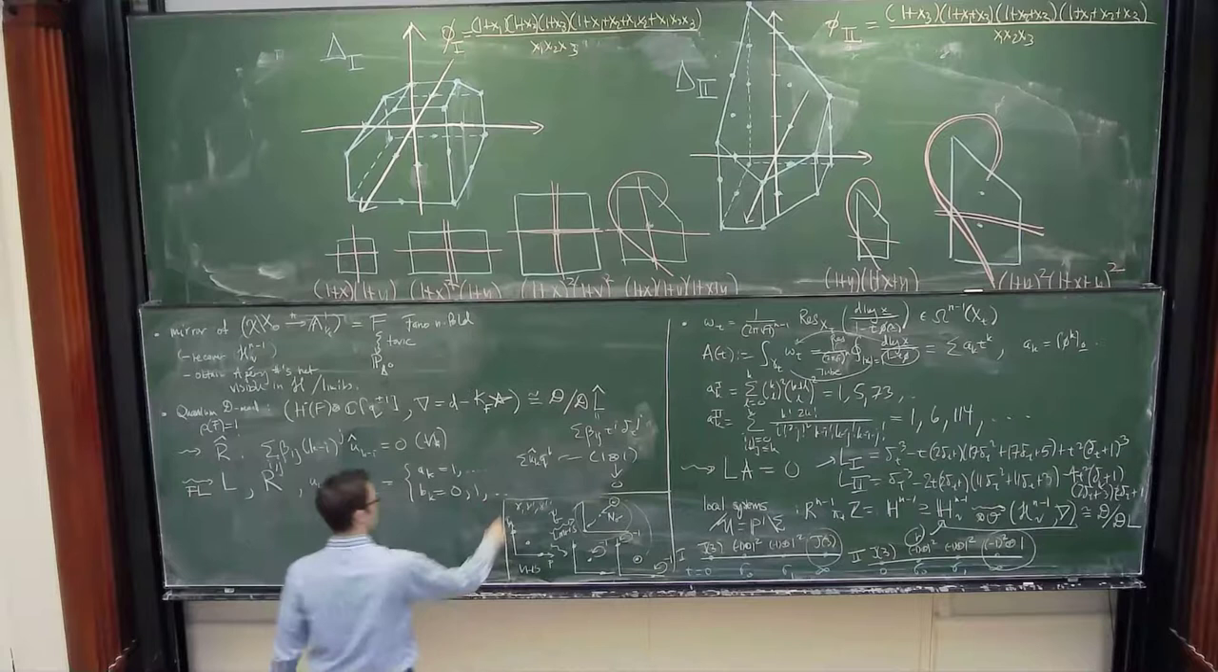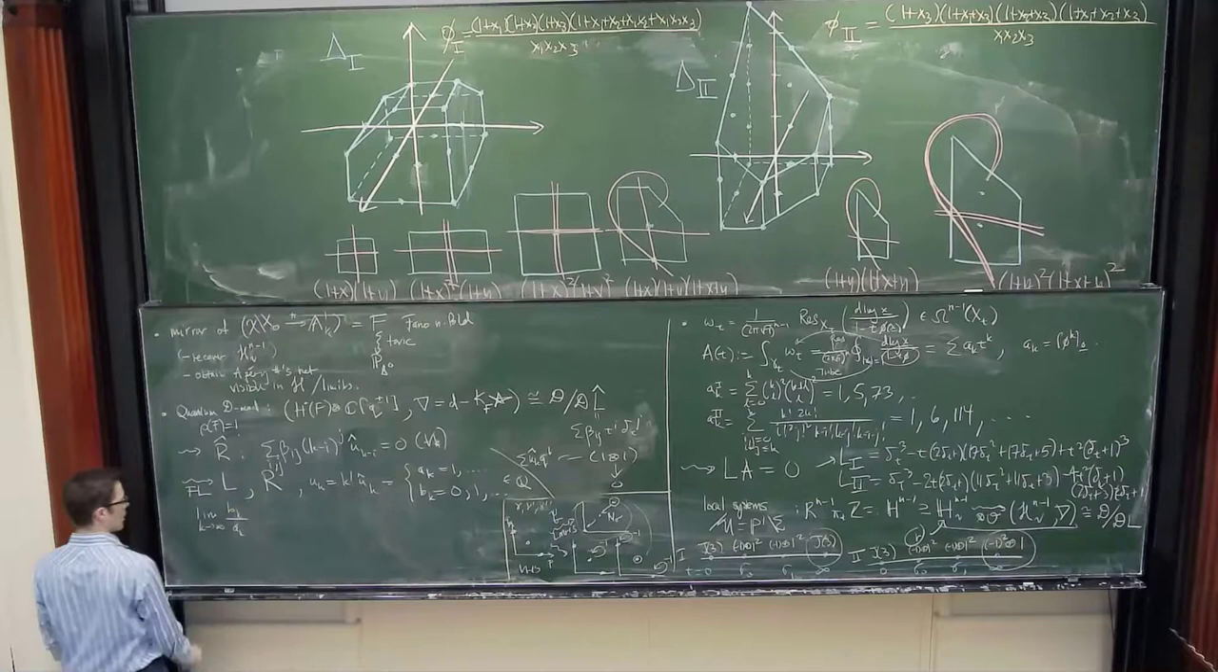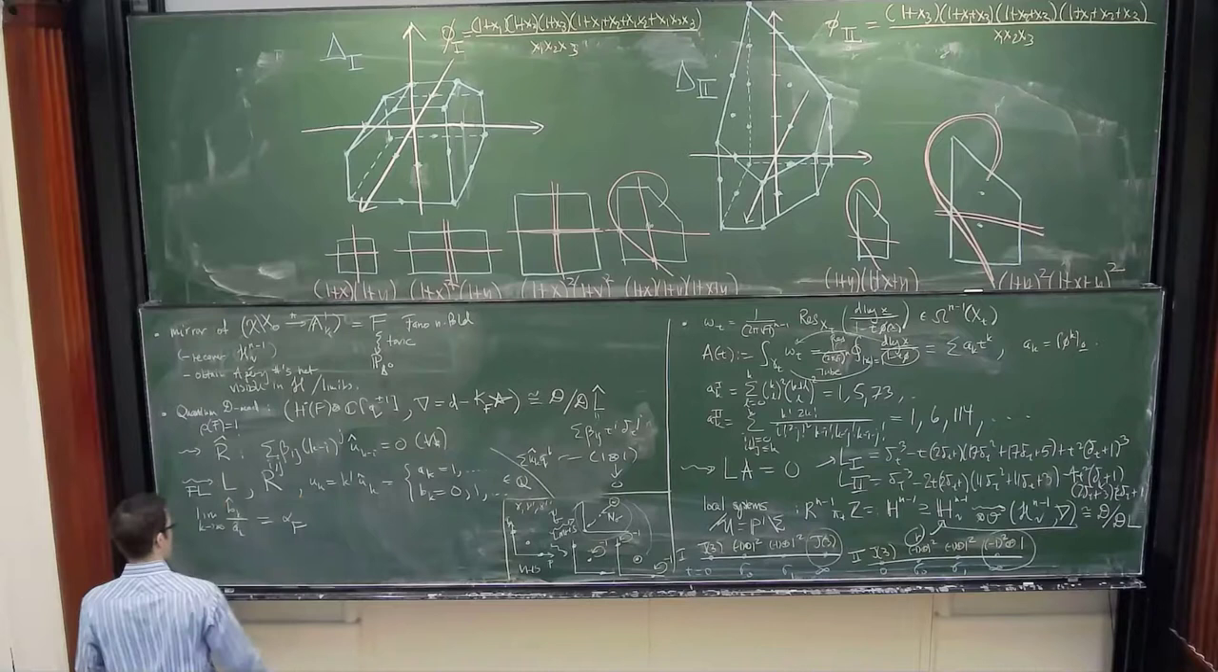Okay, and then I can take the limit. The limit as k goes to infinity of b_k over a_k, or b_k hat over a_k hat if you prefer, gives some alpha_F, and this is our Apery number.